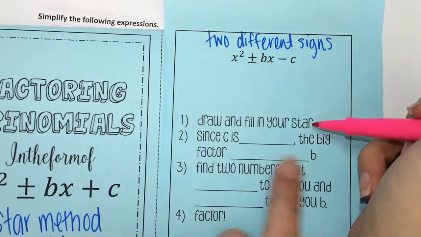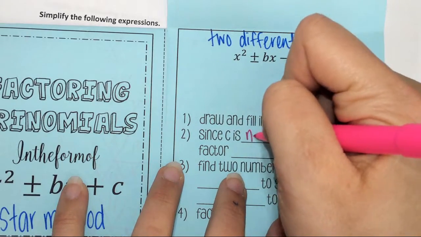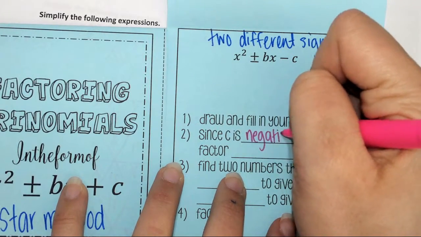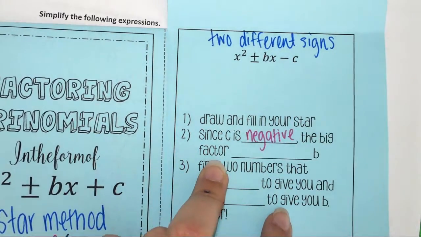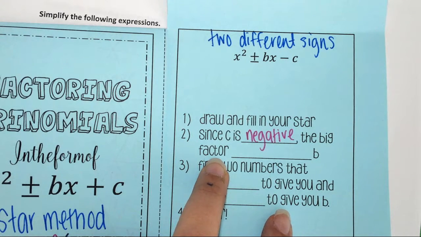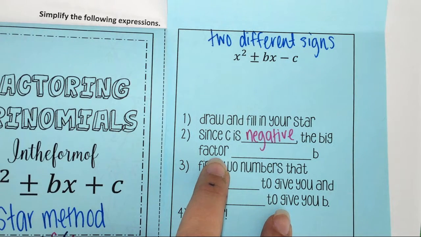Alright, so you draw and fill in your star. Since C is negative, the big factor means you have two numbers. The number that's bigger, okay? You have one that's bigger than the other, two numbers.